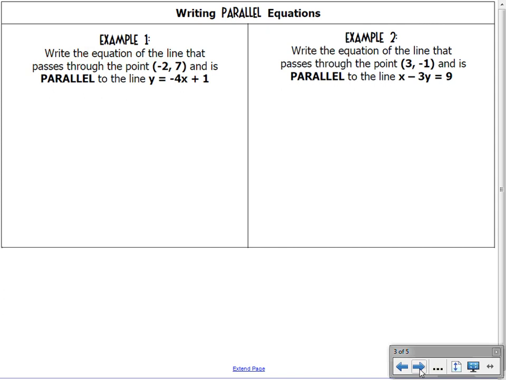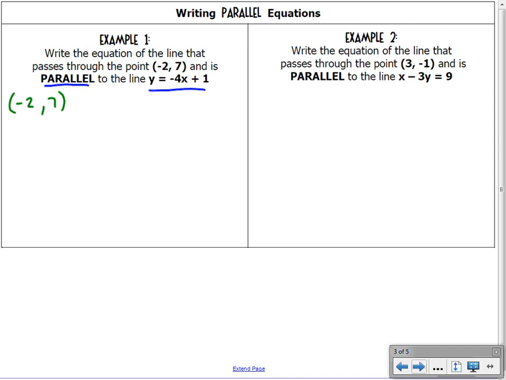Now, example 1 says we need to write an equation for the line that passes through a specific point. It needs to pass through the point -2, 7. And the line that we're writing an equation for needs to be parallel to the equation given by y equals -4x plus 1. Now, let's think about what that means. If I need a line that's parallel to this one, that means my line needs to have the same slope as y equals -4x plus 1.